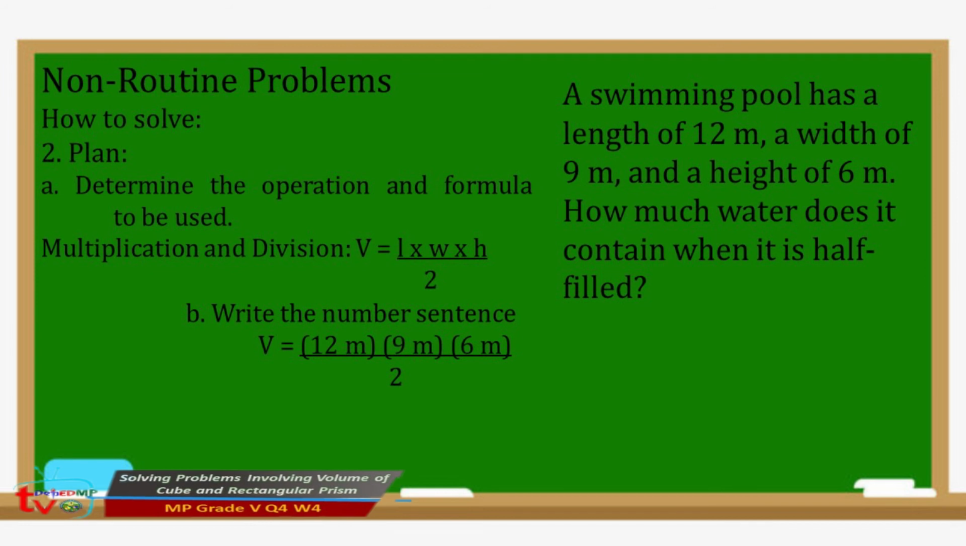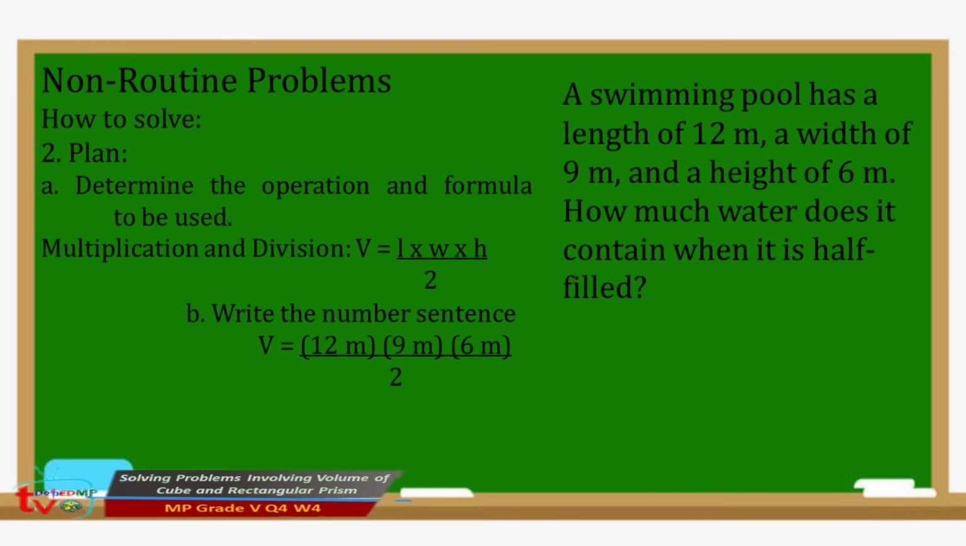Right, so in planning, we need to determine the operation and the formula to be used. Of course, we are going to use more than one operation here, so we are going to use multiplication and division. And the formula here is volume is equal to length times width times height divided by 2. If we write the number sentence, we have volume is equal to 12 meters times 9 meters times 6 meters divided by 2. Okay, so that is the plan, and now we can proceed to solving this problem.